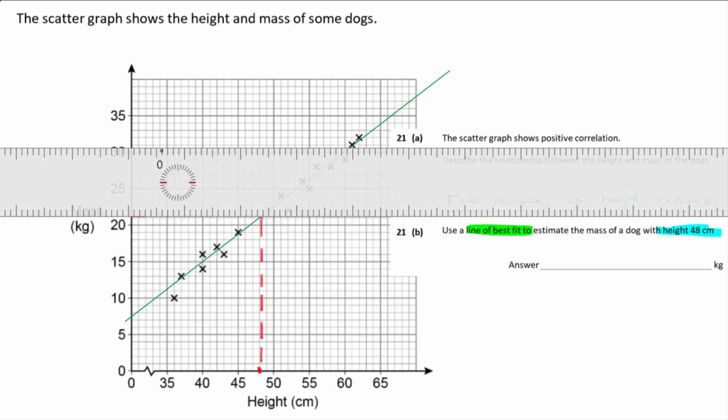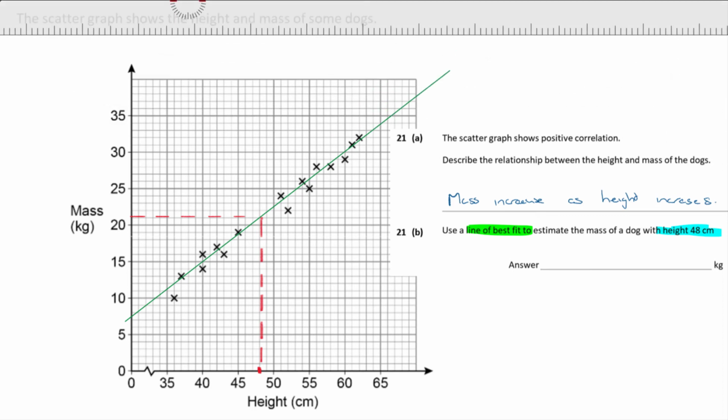It's a 2-mark question. It's good to show method when you've got questions like this. Okay, so I can see I'm ending up here. Now there are 5 divisions between 20 and 25, so each one of those must be 1. So I'm making that 21 kilos.